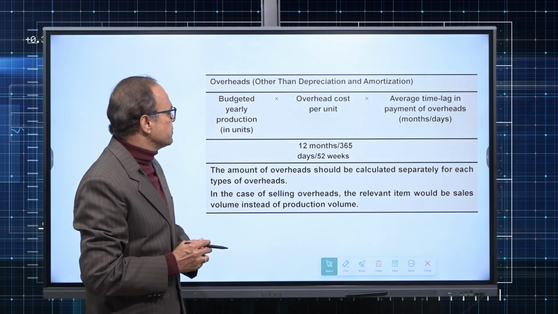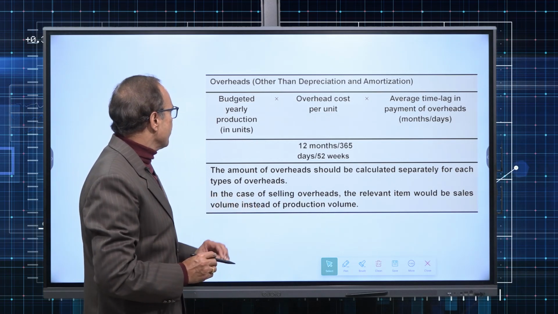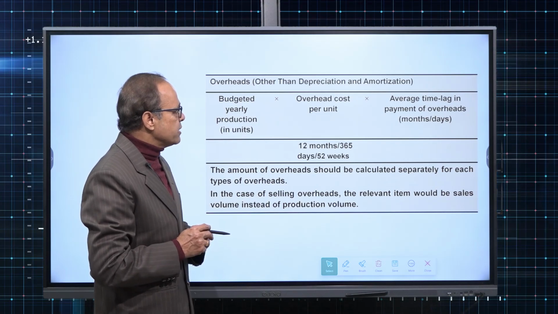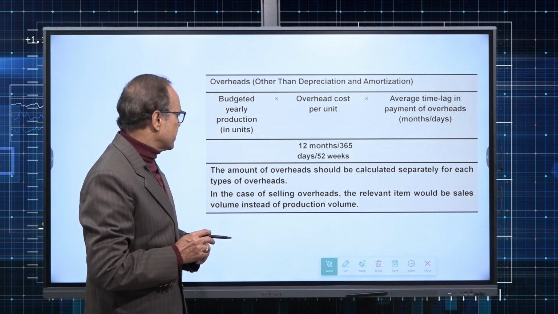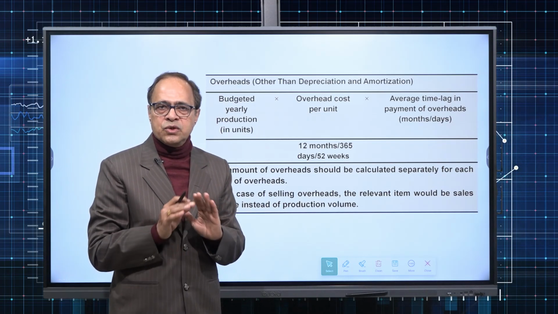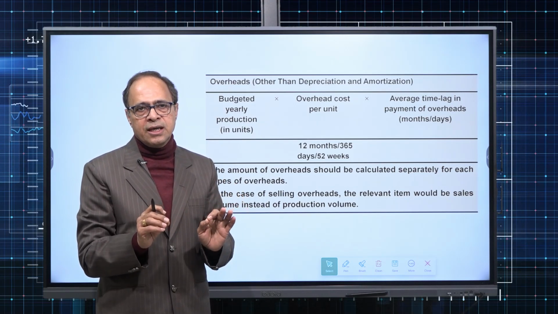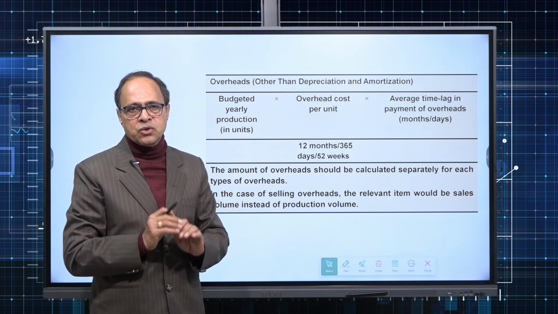Then overheads, excluding depreciation and amortization of every kind. So budgeted yearly production, overhead cost per unit, then average time lag in payment of overheads divided by the relevant factor. Now always remember, if lag is not there, question is silent, so we assume as and when it is paid, so there is no current liability, no current asset resulting from overheads and labor cost.